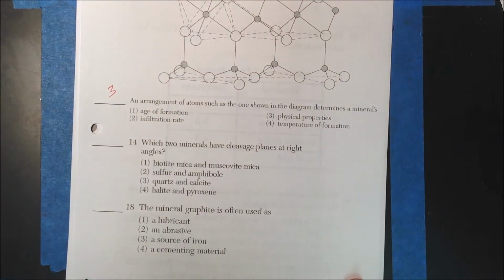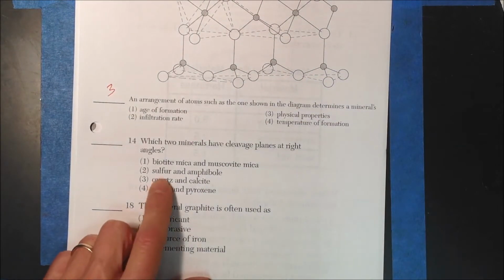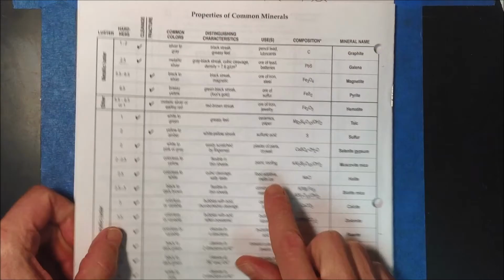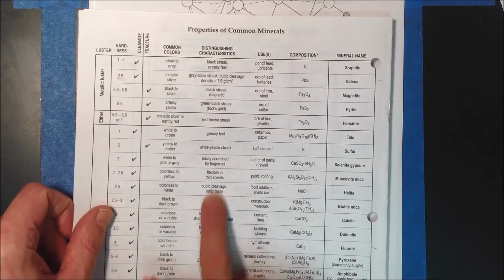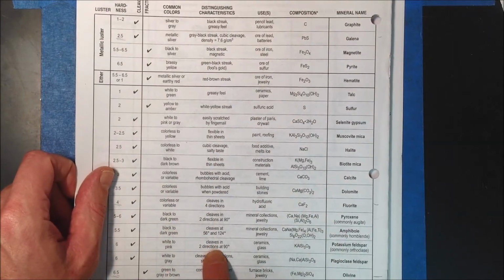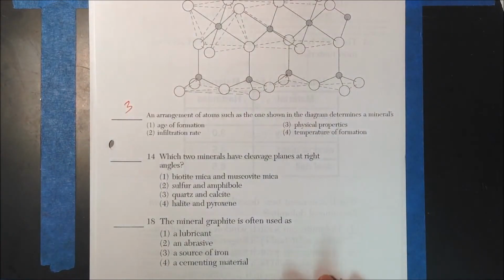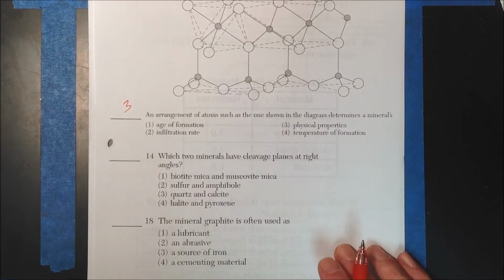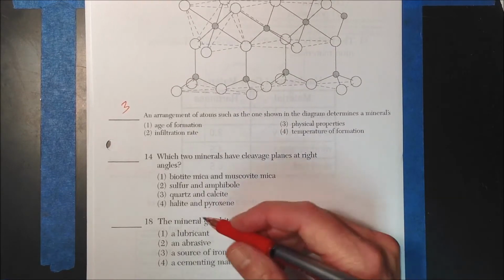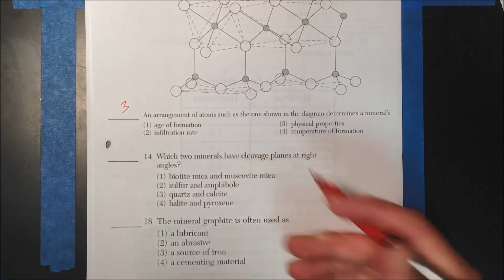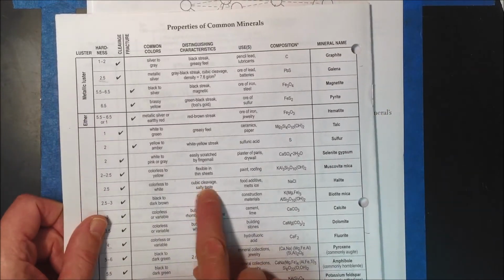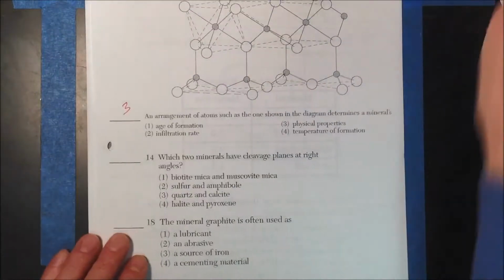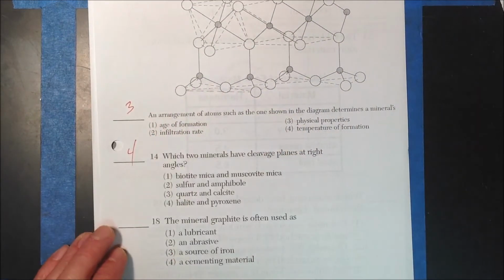Which two minerals have cleavage planes at right angles? So you have to look at right angles. You're going to look for what they often call cubic cleavage. So cubic cleavage is galena, and cubic cleavage is halite. Anything 90 degrees here, 90 degrees here, that's what we're looking for. Quartz has fracture. So your answer is pyroxene at 90 degrees, and halite has that cubic cleavage. You've got to know that cubic cleavage means 90 degrees, therefore it's 4.